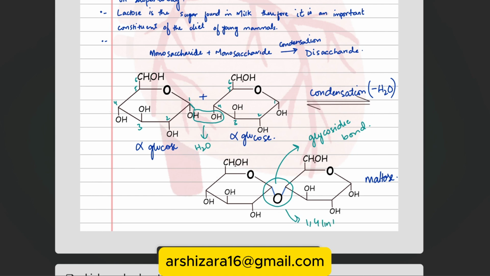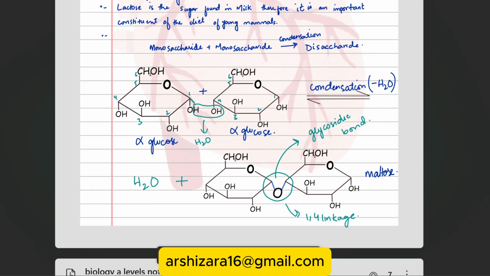This linkage is called the 1,4 linkage. Why am I telling you this? Because later, when we study polymers, this linkage and this bond are very important. So a condensation process takes place between two alpha glucose molecules, and they combine to form a maltose molecule. A glycosidic bond is formed, and one water molecule is removed. Clear?